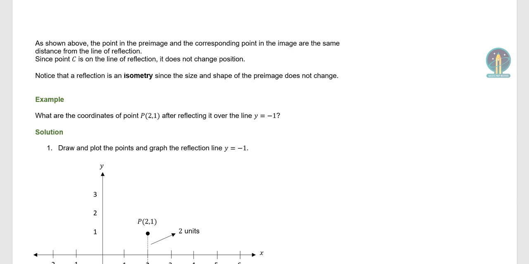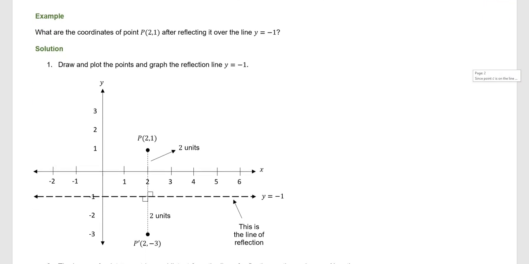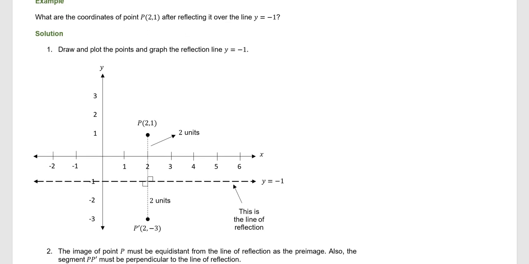Here's another example. What are the coordinates of point P (2, 1) after reflecting it over the line y = -1? So in this case, we have a predefined line, not one of the coordinate axes. So all we do is we graph that line, right? y = -1 is just this horizontal line right here, crossing the y-axis at -1. And then we plot the point P (2, 1), and we need to reflect the point about this line.